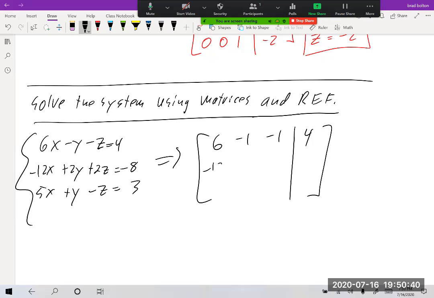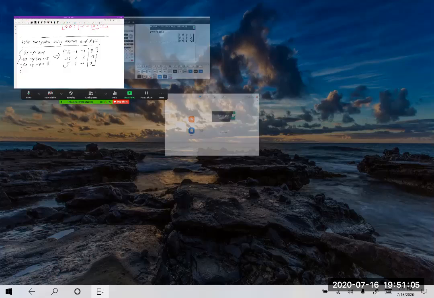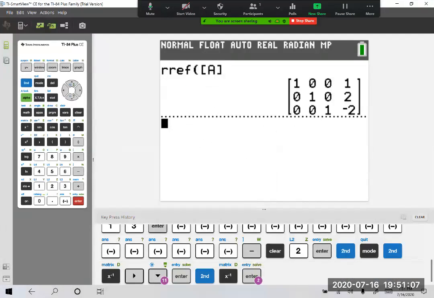And then negative 12, 2, 2, negative 8, 5, 1, negative 1, 3. So we have our matrix, right? You should always double check too, because there's a bunch of times that I've made silly mistakes and I can't understand why I got the matrix wrong. So what I'm going to do right now is see if I can use my calculator to just put it in REF.